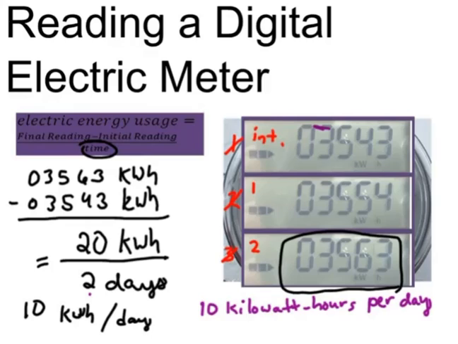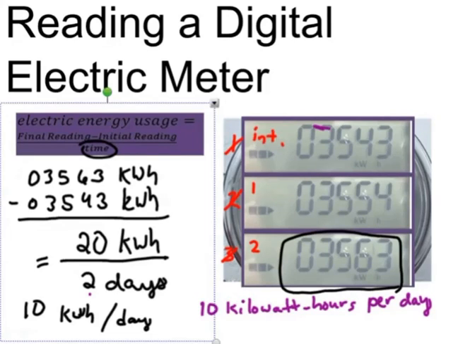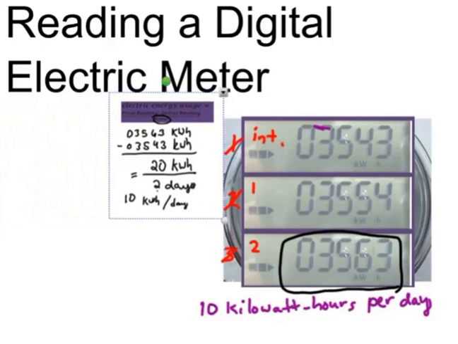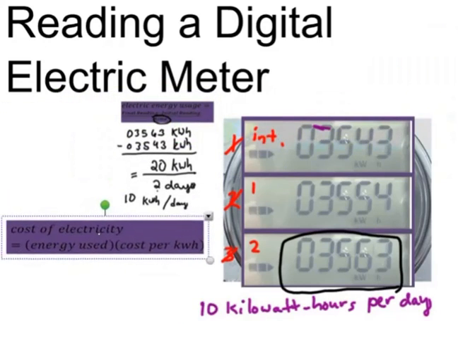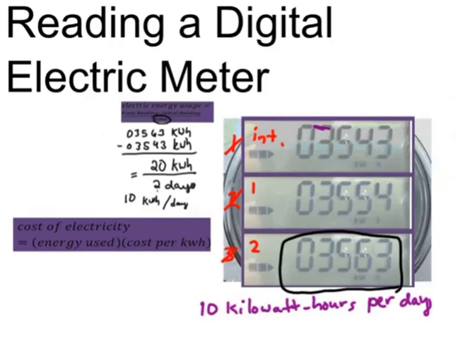So the next question we are going to ask ourselves is, how much does that cost to run our house with that much energy being used? So we're going to have to use another equation, which is going to be the cost of electricity. So here's the equation. Cost of electricity is going to be equal to the energy used times the cost per kilowatt hour. So let's say that the amount that we pay the power company is 10 cents per kilowatt hour.